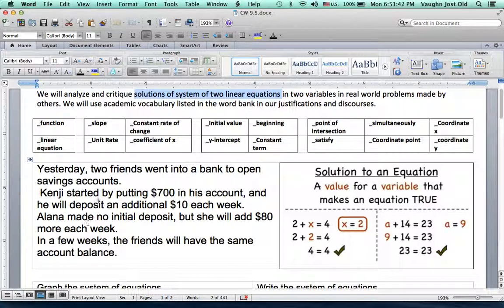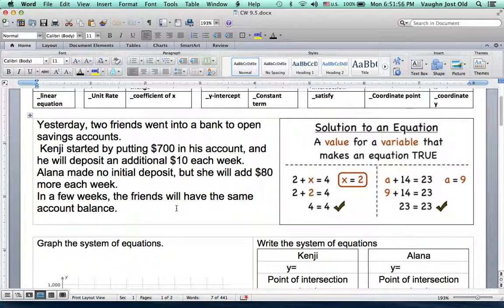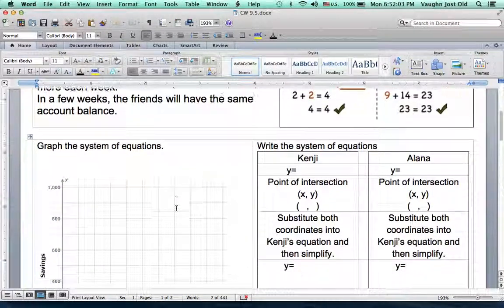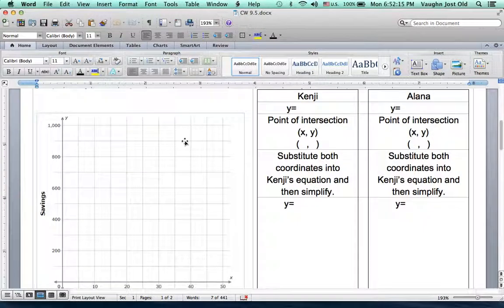So what I'd like for you to do first is just read through these two examples, Kenji's account and Elena's account, and mark whatever you think the important information is with a circle or an underline, and see if you can understand what the important information is in that. So I'll pause for a second for you to do that. Now we have a couple different options. We can either graph this information first, or we can write the equations for these two.